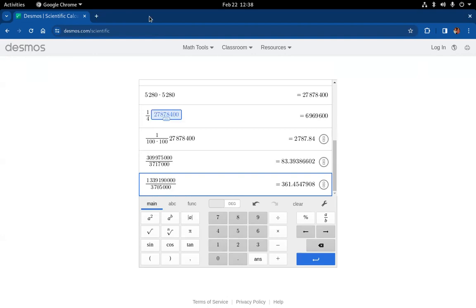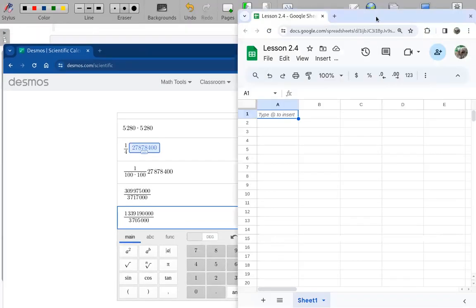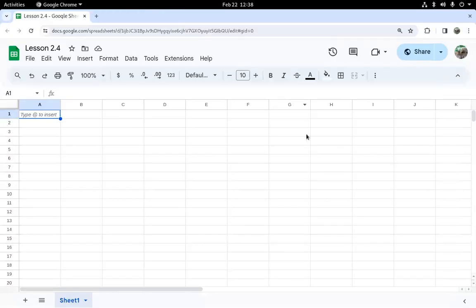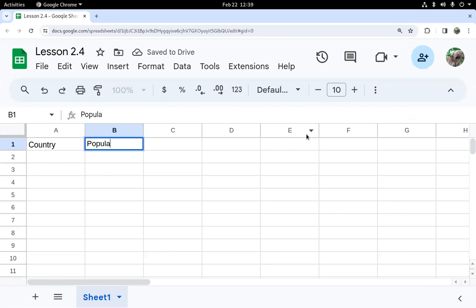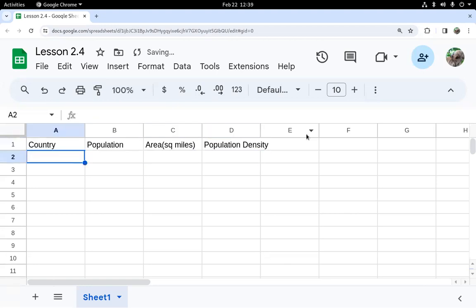But next, I actually want to do this in a spreadsheet. So here I'm going to start a spreadsheet. Let's blow that up a little more. Just like I drew on my paper, I want the country, the country's population, the area in square miles, and then the population density. And entering those, we have the US and China.